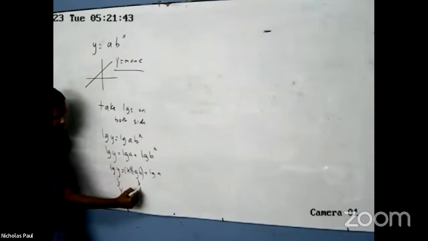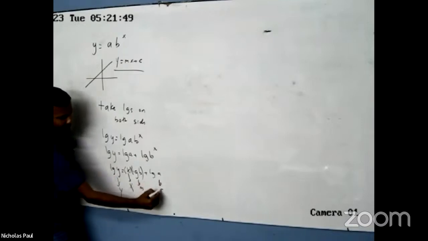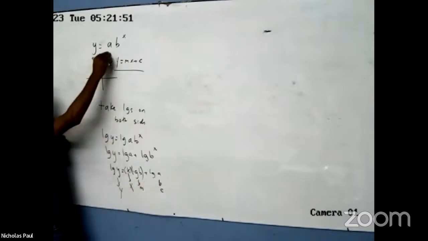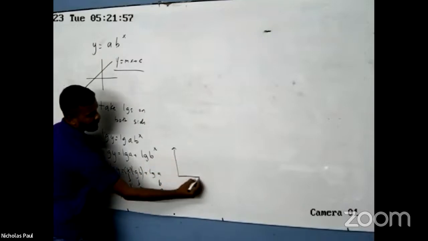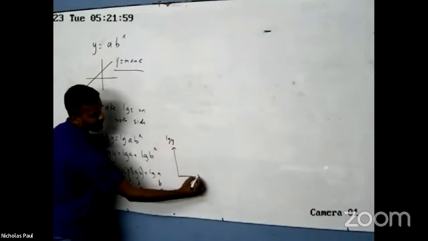This will be the gradient, right? Because it has no x in it, and this will be the x-axis. And this will be a y-intercept. So if you have to go and plot this now, what you're going to plot is this versus this. So you're going to plot log y versus x.